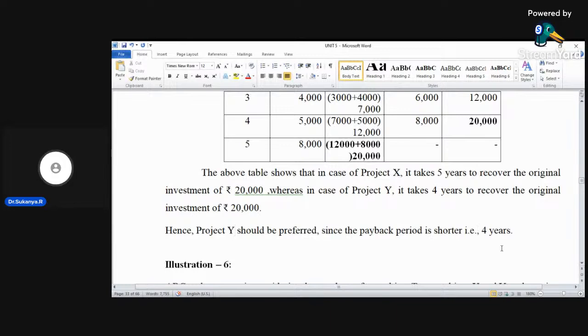That means to say, within 4 years, you will be in a position to get back the original investment. So the earlier you are in a position to get back the original investment, the better it will be for the company. So dear students, that is why the payback period for project Y, which is 4 years, is said to be much better. So that is a better project when compared to project X.